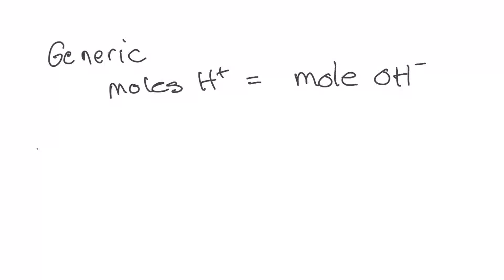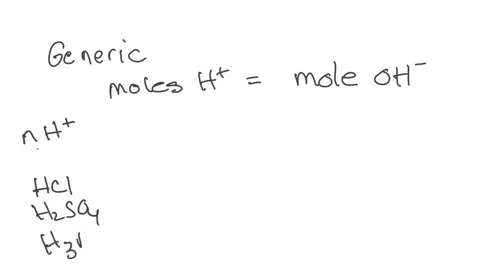So let's turn that into a generic formula so I can use it for whatever acid or whatever base I'm using. So what did I do? I took the number of hydrogens in the formula. HCl had 1 mole of hydrogens, H2SO4 would have 2, and H3PO4 would have 3. So the number of hydrogen ions available to react times the molarity of the acid times the volume of the acid will give me moles of H+.